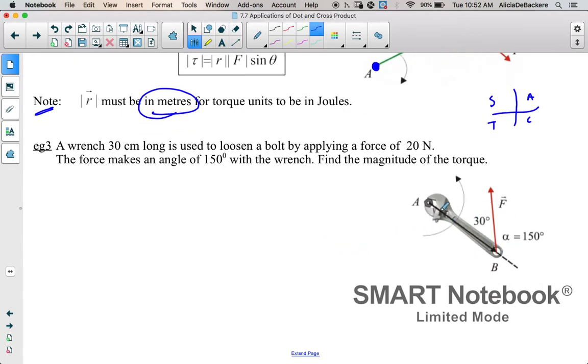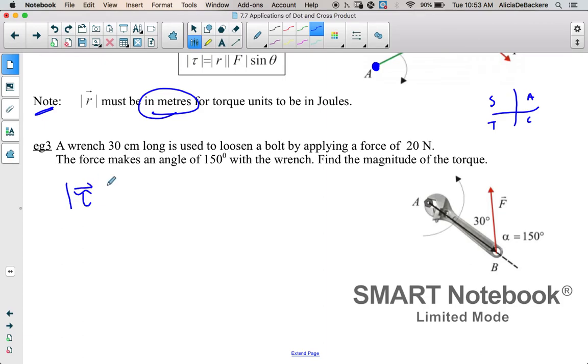All right, so in our first example, we've got a wrench. It's 30 centimeters long, so this distance here is 30 centimeters. It's being used to loosen a bolt by applying a force. The force has a magnitude of 20 newtons, and it makes an angle of 150 degrees with the wrench. So they're giving me that outer angle that I'm looking for. We're going to find the magnitude of the torque. They only want the magnitude.